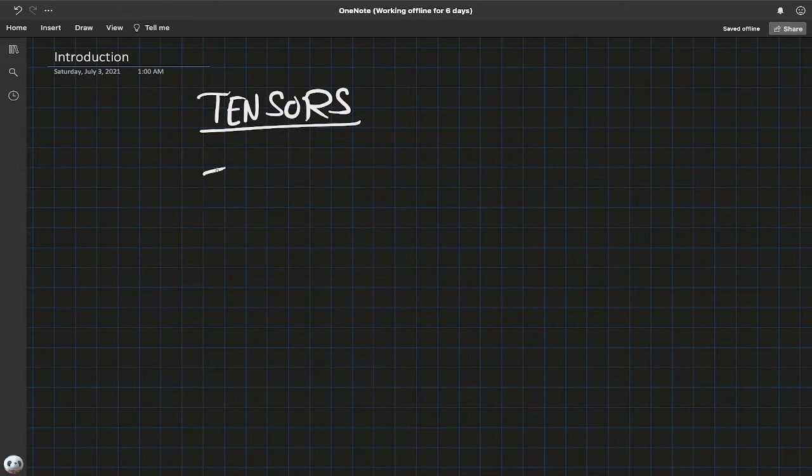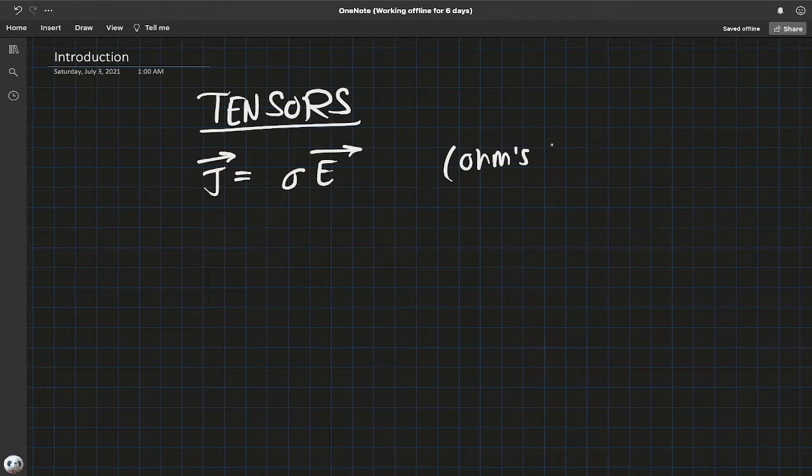So take this equation. The current density is equal to sigma, which is the conductivity, times the electric field. Well, fine, this equation is valid. This is the vector form of Ohm's law. This is perfectly valid.